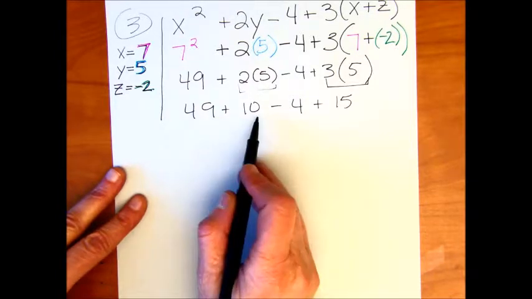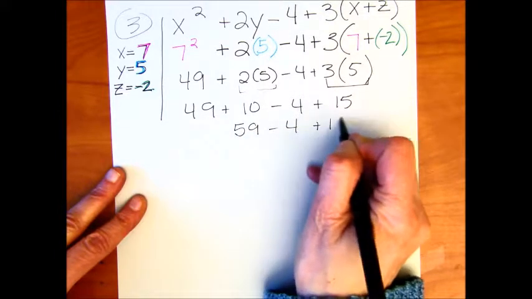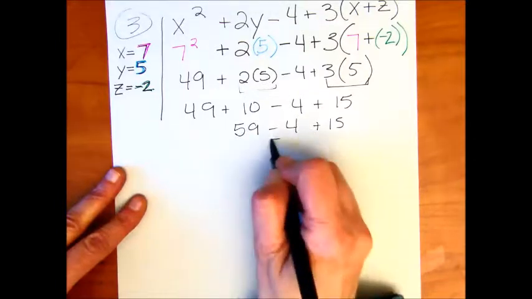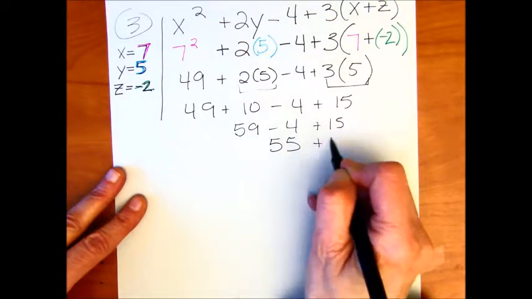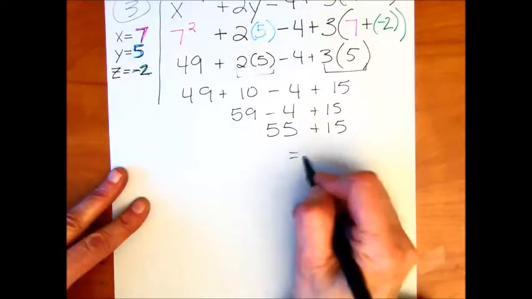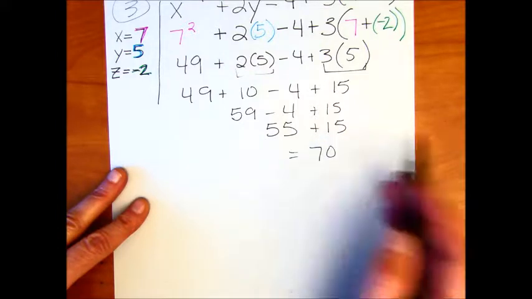So 49 plus 10 is going to be 59 minus 4 plus 15. And then this 59 minus 4 will give me 55 plus 15. And then that's going to be 70. Okay, 55 plus 5 is 60 plus 10 is 70.